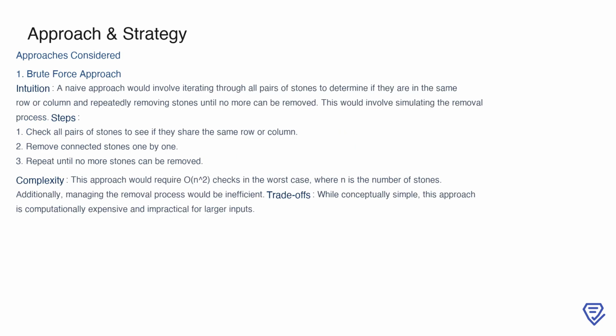The basic idea here is to repeatedly simulate the process of removing stones. You would check all pairs of stones to see if they share the same row or column, and then remove connected stones one by one. This process would continue until no more stones can be removed. While this approach is straightforward and easy to conceptualize, it comes with a significant downside.